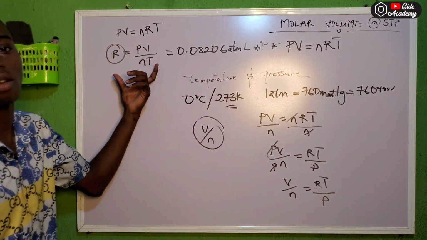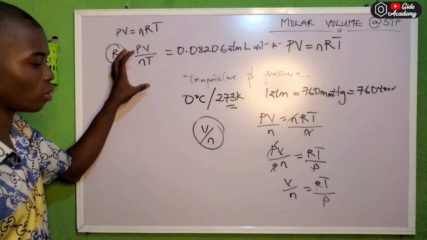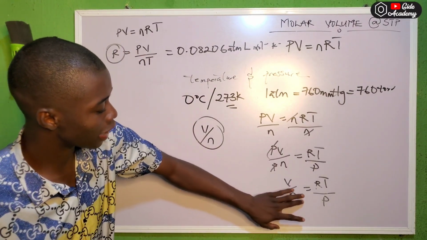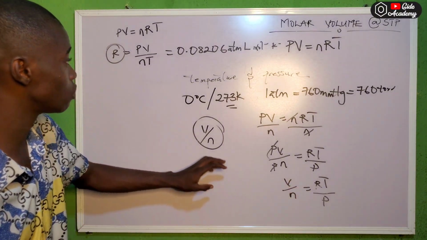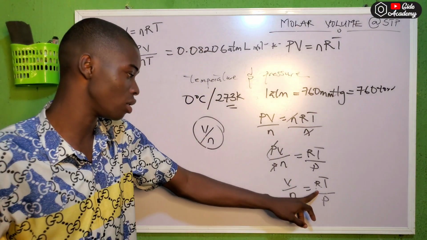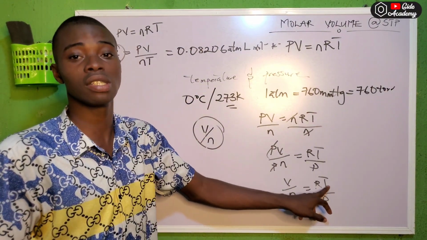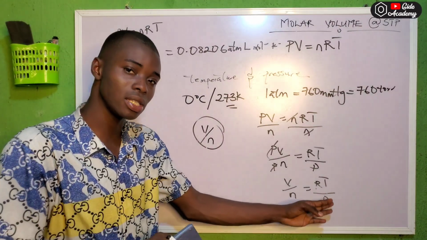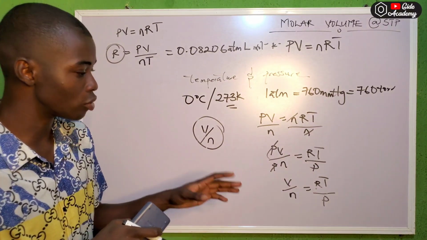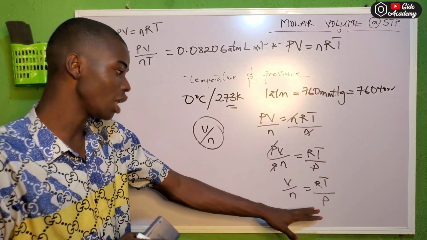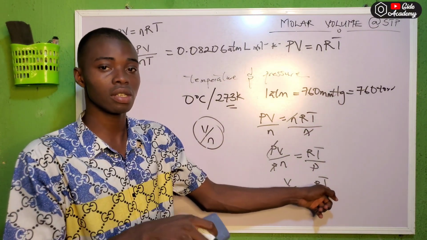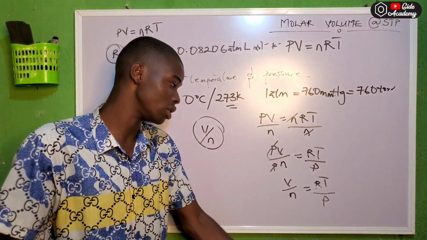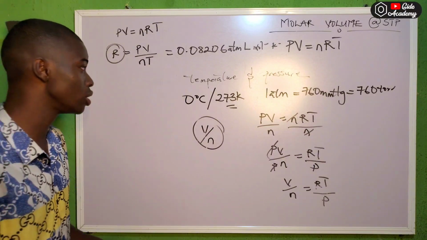I would have shown you the derivation of R before, but there is no need for that. There is need for me to derive the value for V over n, which is why I have to show you the value of R. We already know that temperature is 0 degrees Celsius, but we can't solve using 0 degrees Celsius, so we are expected to convert. Please pay very good attention to what I'm doing. You have to convert from 0 degrees Celsius to the Kelvin scale, which is 273 Kelvin. Then our pressure is usually 1 atm.